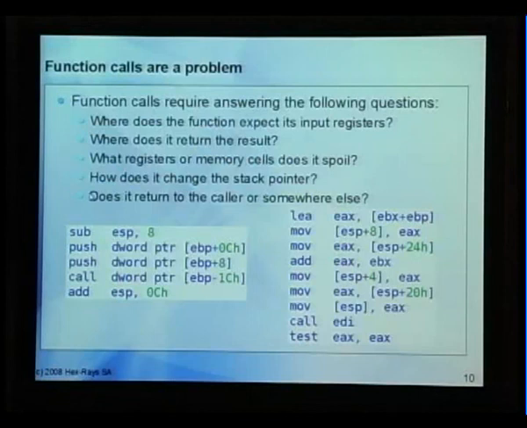Take function calls. When you look at a function call, you have to answer the following questions. You have to answer where this function expects its input registers, how it returns the result, if it spoils anything, registers, memory cells, if it changes the stack pointer, and does it return to the caller or somewhere else. You have to answer all these questions. And when you analyze the code, you always answer them in your head. But it's very, very difficult to do, and even more difficult to formalize.